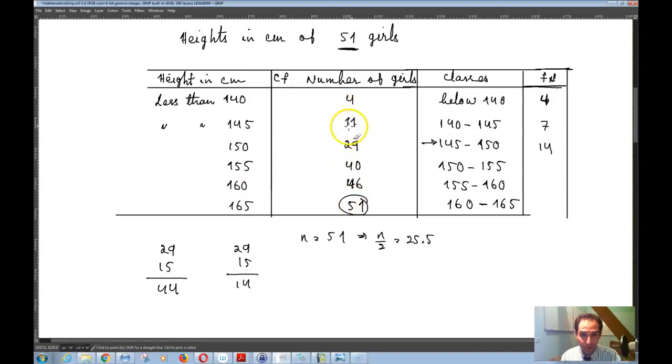Oh, I'm sorry, this number is already in this number, so I have to just simply write 29 minus 11. So this number would be simply 4. This number will be 11 minus 4, which is 7. This number is 29 minus 11, which is 18, right?